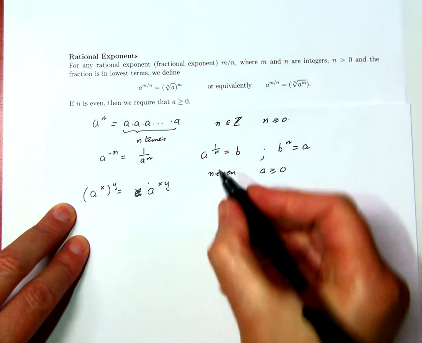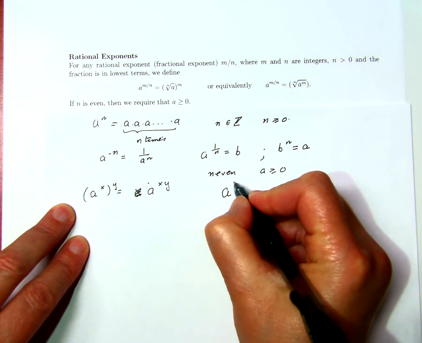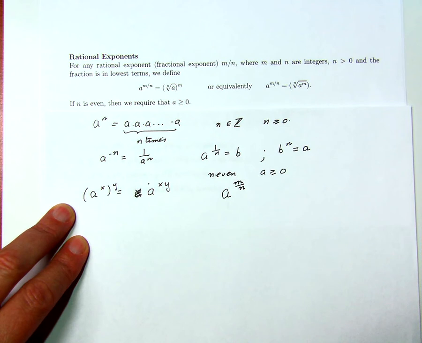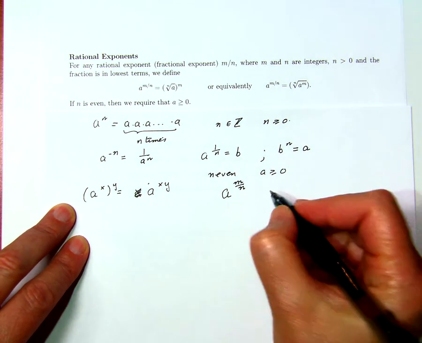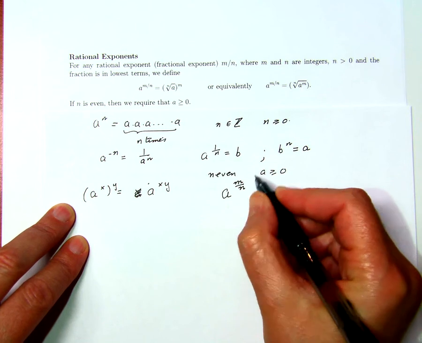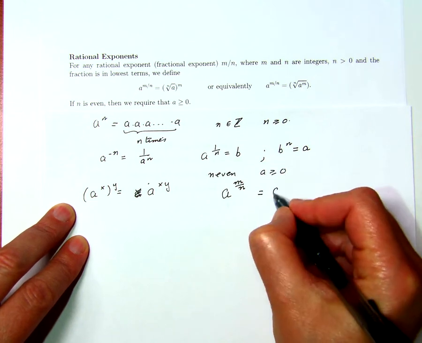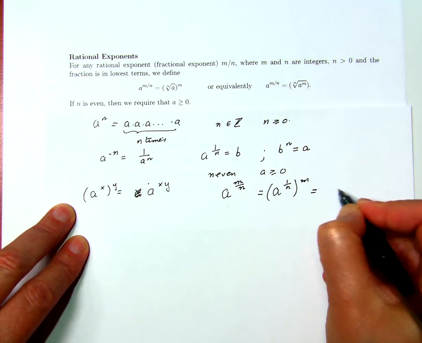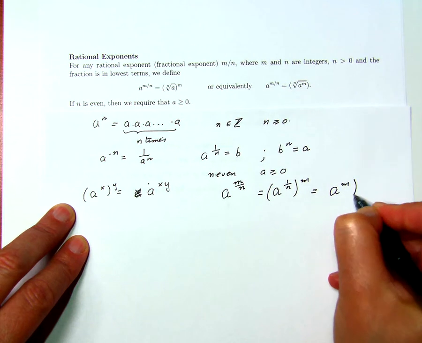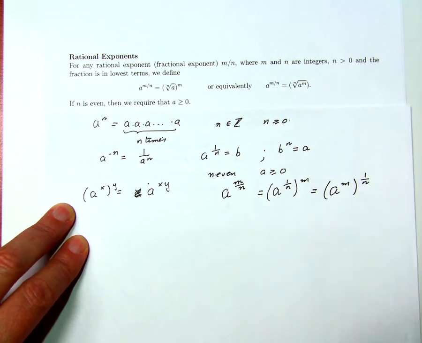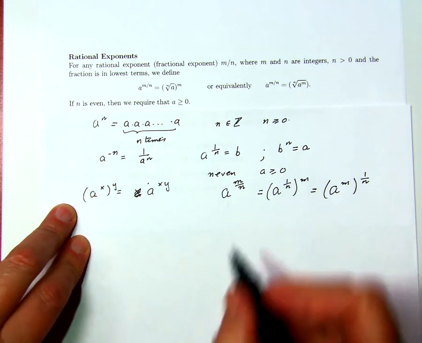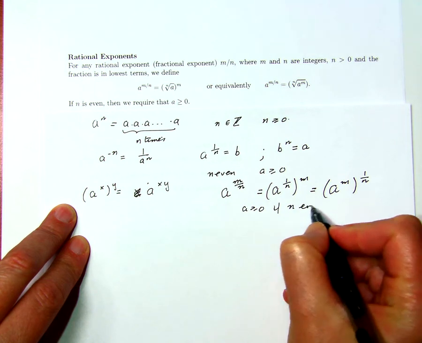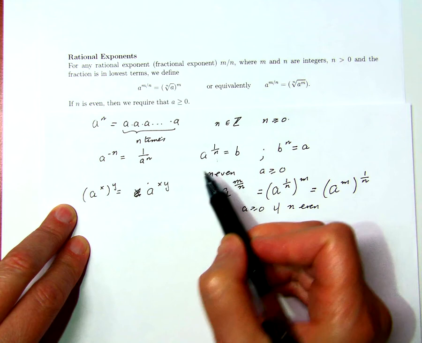And so if I want to define a to the power of a rational number, say m over n, where m and n are integers, then I must have, since m over n is m times 1 over n, that a to the m over n must be equal to a to the 1 over n to the power of m, or a to the m to the 1 over n. And of course we also need a to be greater than or equal to 0 if n is even, in order for this to work.